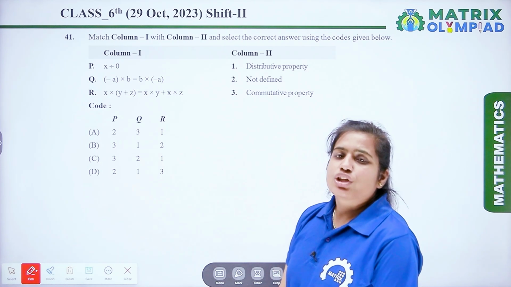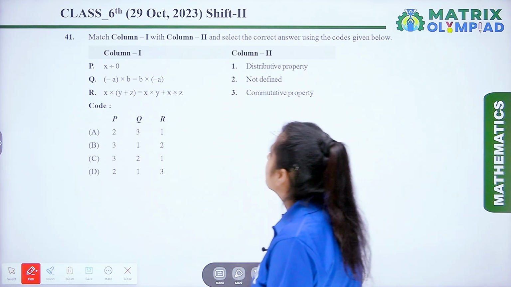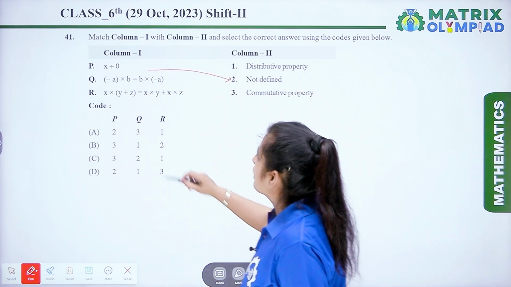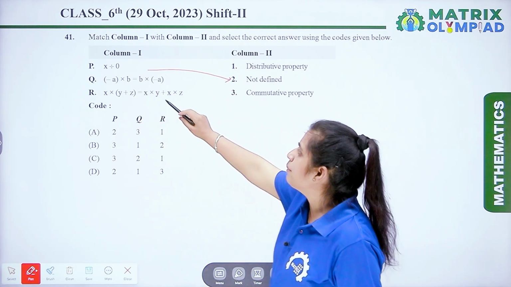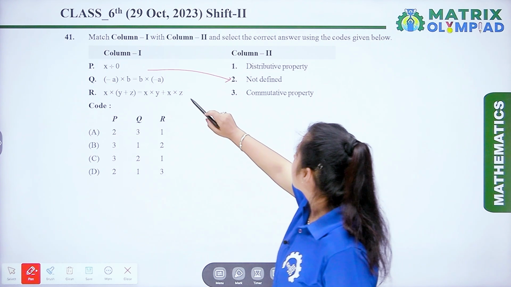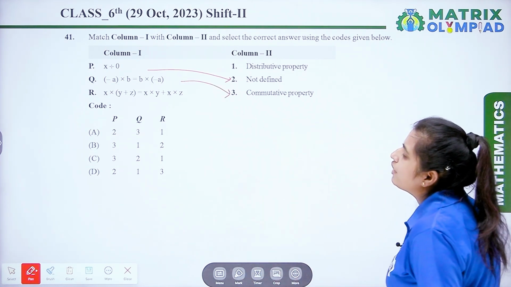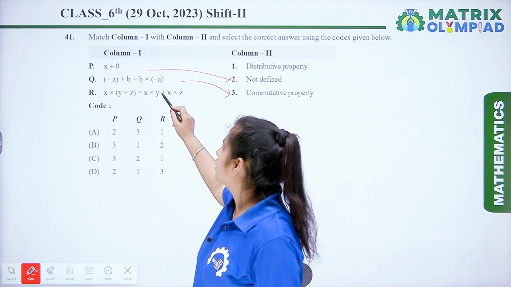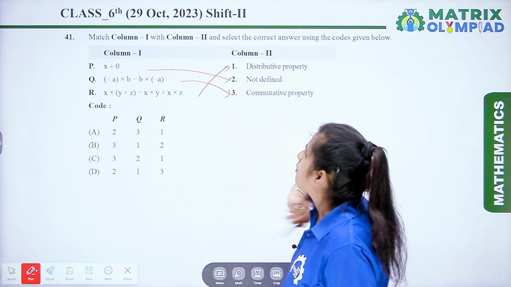Now the next question, number 41. Match the column. Here x divided by 0 is not defined. Next we have minus a multiplied by b equal to b multiplied by minus a. It means it is a commutative property. Next we have x multiplied by (y plus z) is equal to x multiplied by y plus x multiplied by z. That is the distributive property.